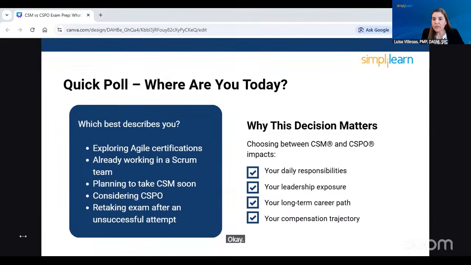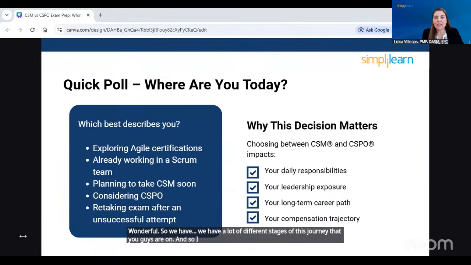Okay, so working towards CSM, taking it soon. Wonderful. So we have a lot of different stages of this journey that you guys are on. And so I think this will definitely help you continue that journey more confidently.